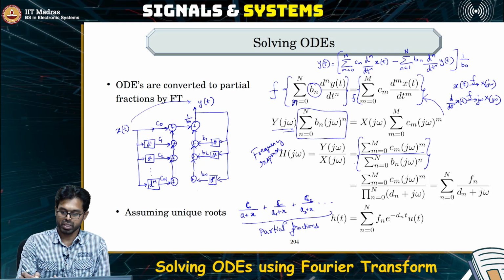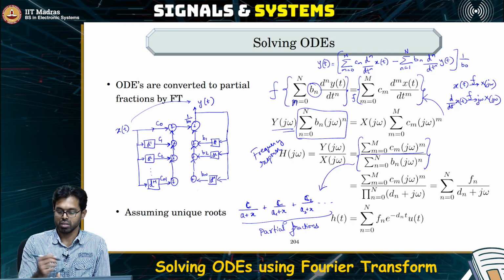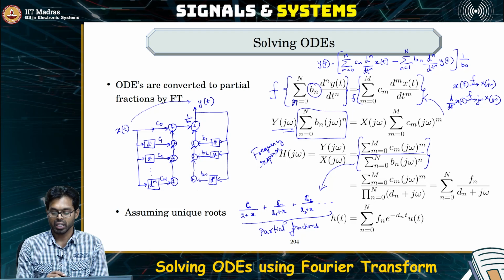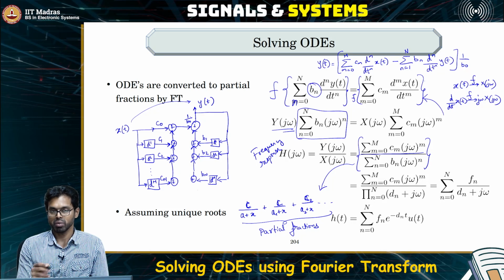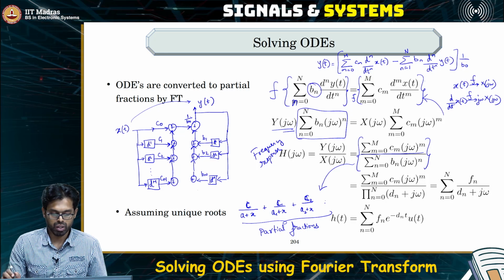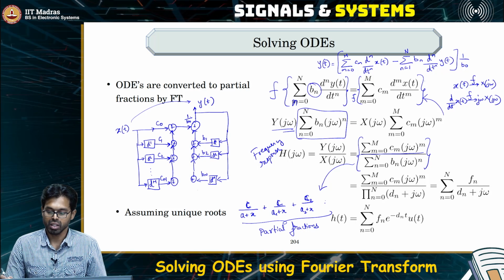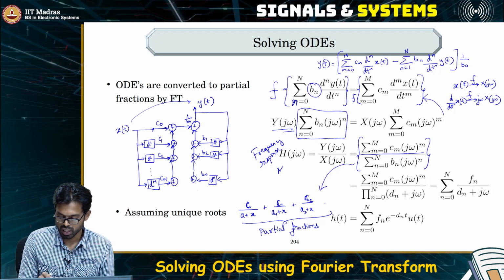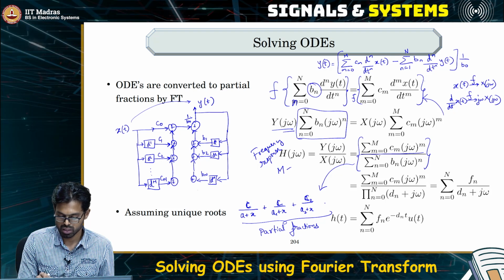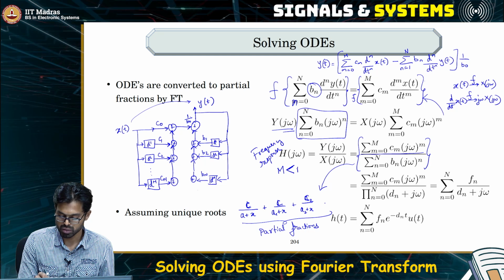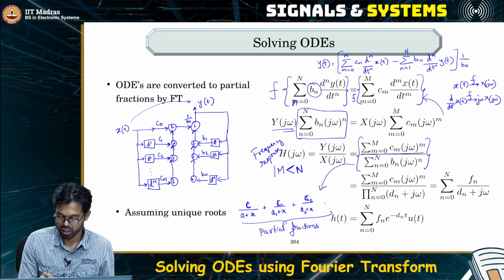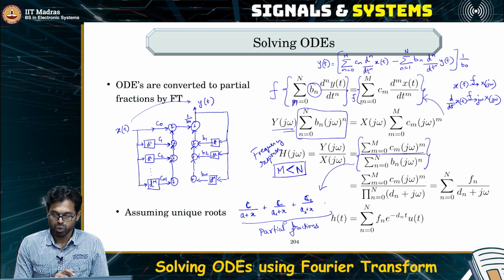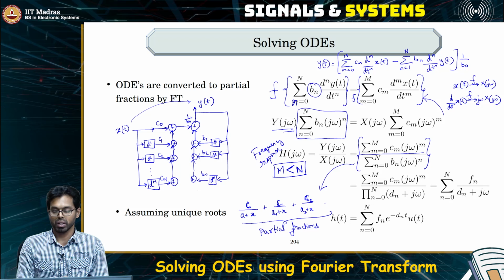So if we can represent this expression as a partial fraction, then life becomes slightly easier. Why it becomes easier, we'll see now. In order to represent this as a partial fraction, we need to make an assumption, and that assumption is that m is going to be less than n. If you make that assumption, then we can represent this as partial fractions.